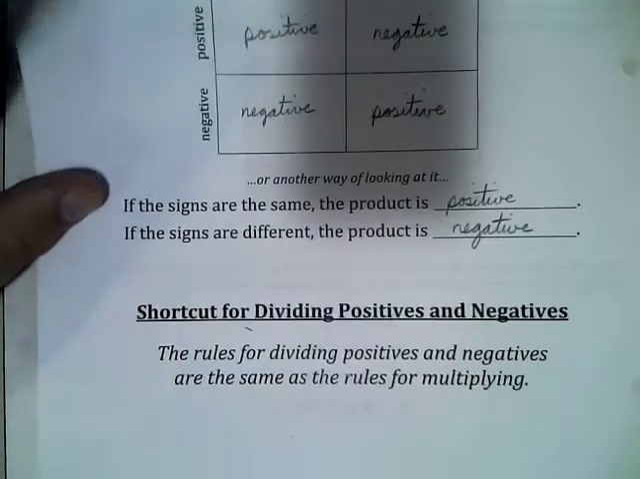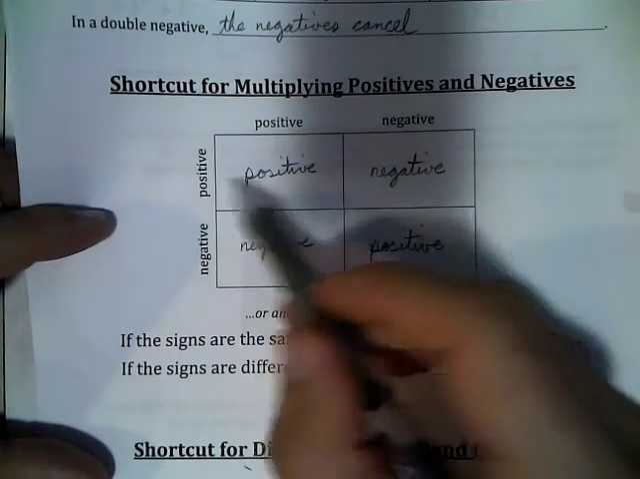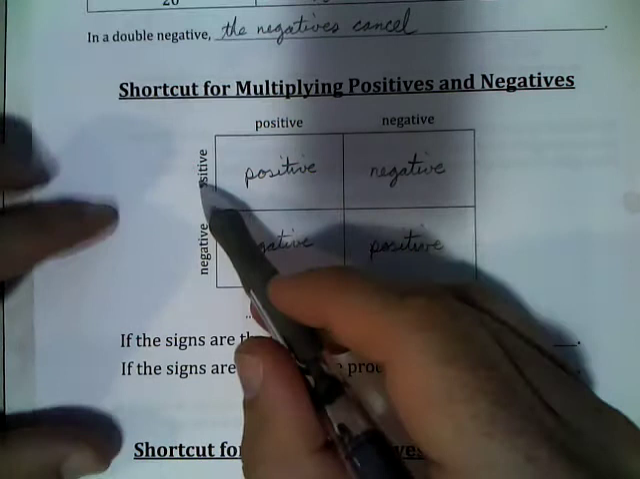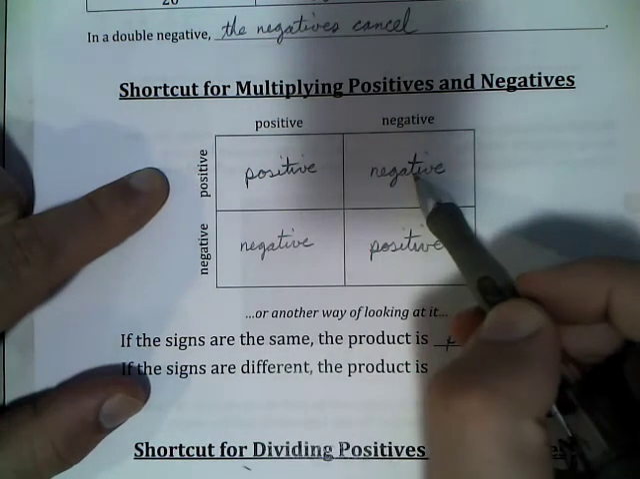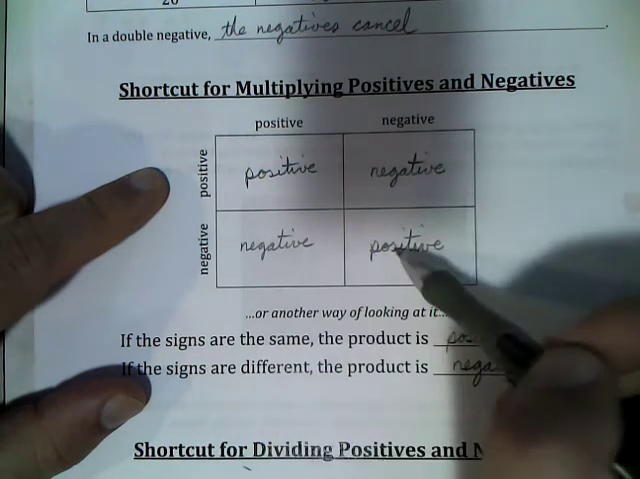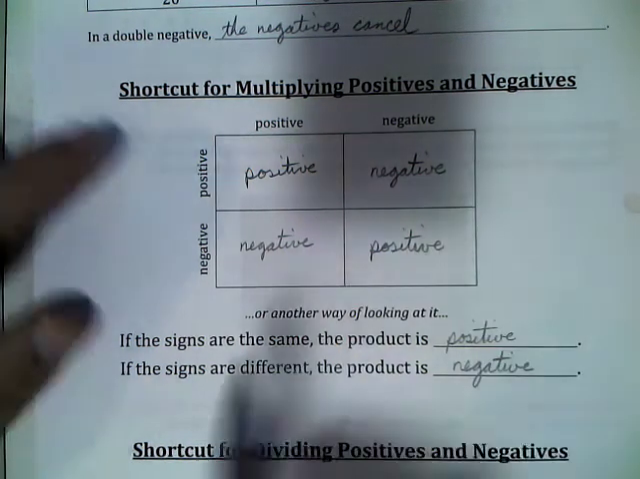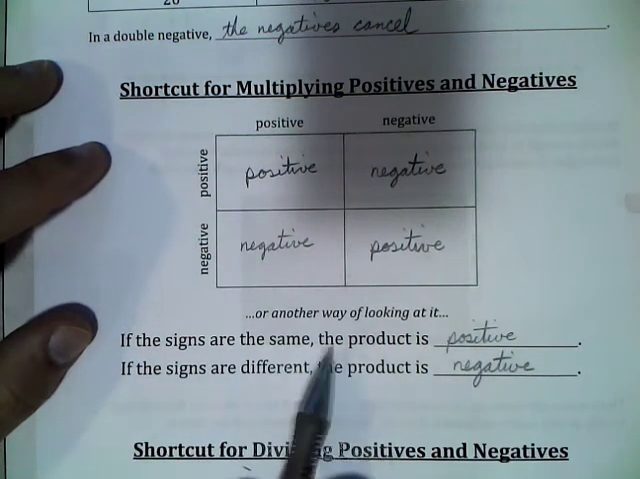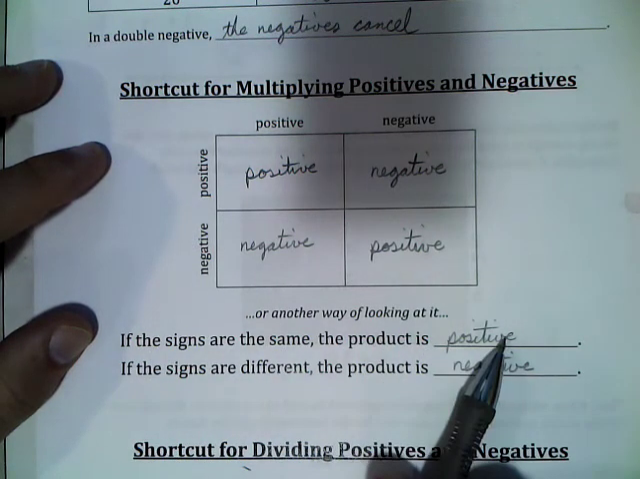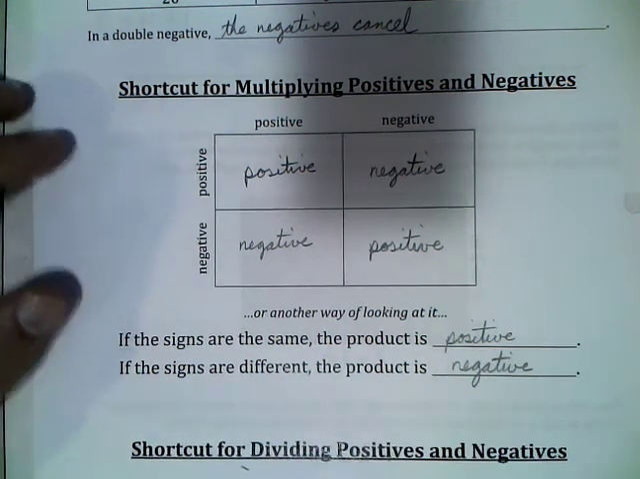The shortcut for dividing positives and negatives, it's actually the exact same rules as multiplication. So a positive divided by a positive is positive. A positive divided by a negative is negative. A negative divided by a positive is negative. A negative divided by a negative is positive. Or if the signs are the same, the quotient is positive. If the signs are different, the quotient is negative.